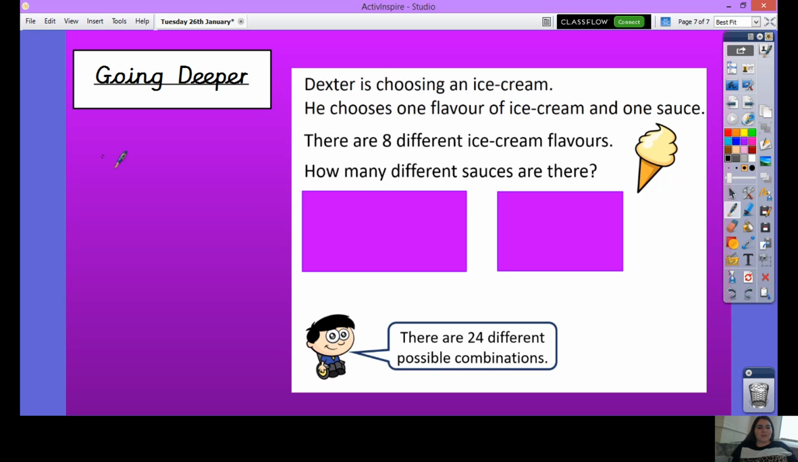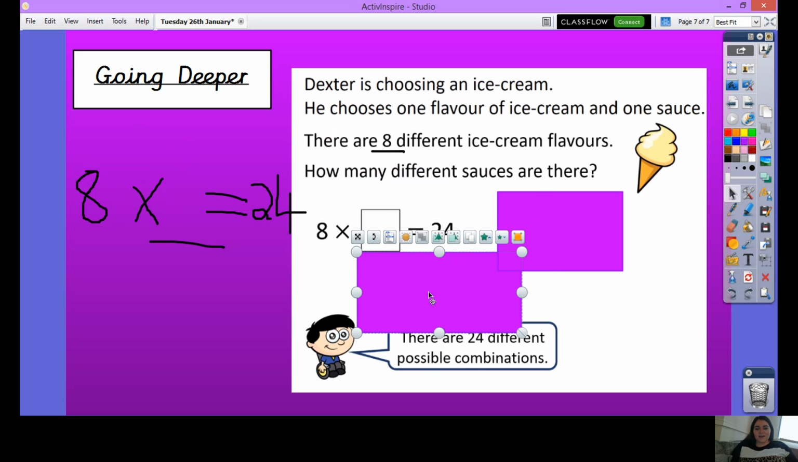So when they've done whatever they've done to work this out, whatever times table question they managed to combine, there are 24 different possible combinations. So it's equal to those 24 options. Now, if we look back at the question, you will see how many different ice cream flavours there were, and there were 8. But each ice cream flavour could go with a different sauce, so you just need to work out the value of that missing number. Pause the video now and you can try that.